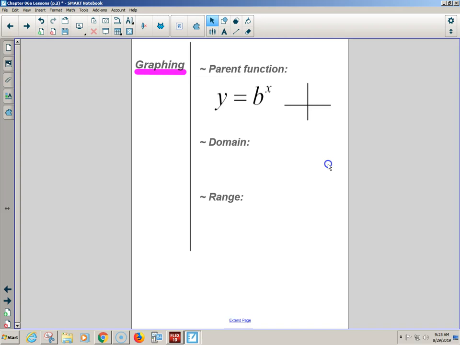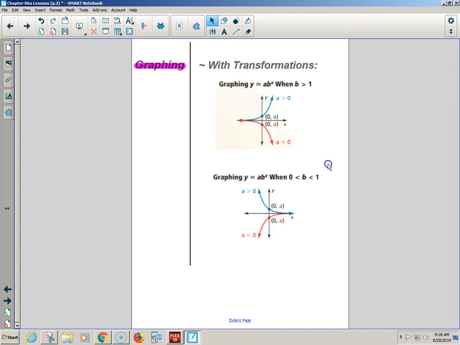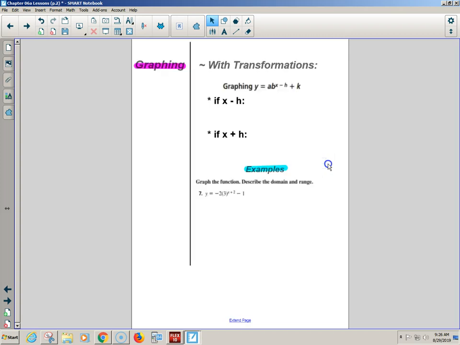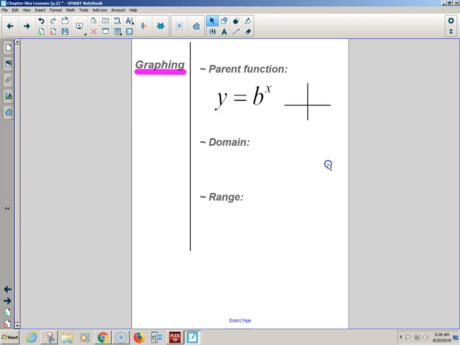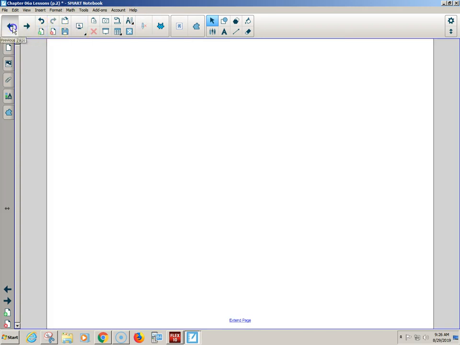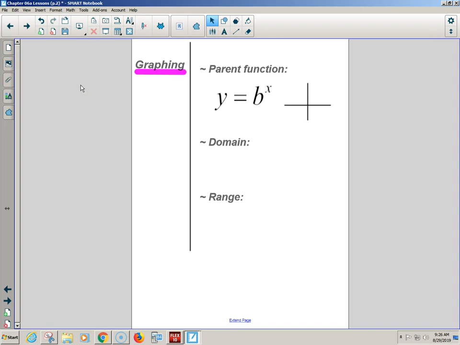What if I give you y equals b to the x? Now, if you guys notice, there's no a in front. So I've kind of given you like the easiest one, in the sense of not getting too crazy here at the beginning. So I'm going to go ahead and give you a picture of the graph without going too crazy.